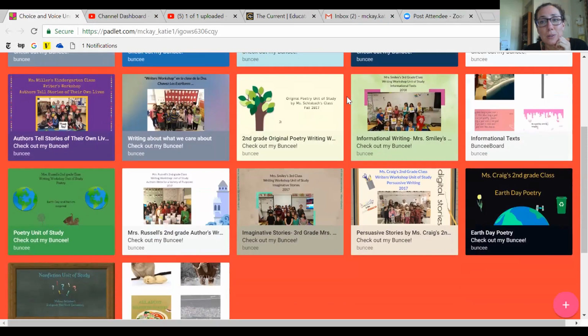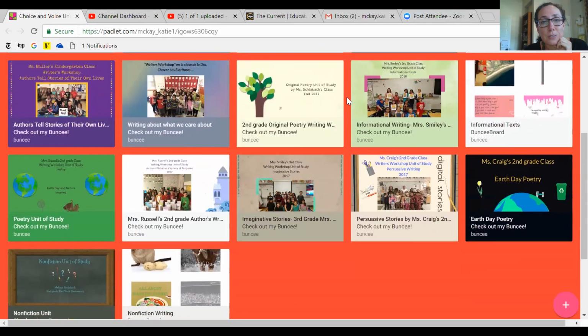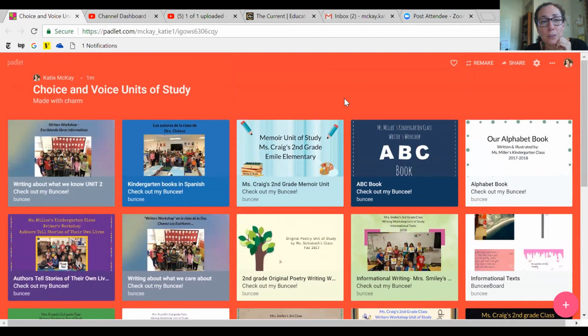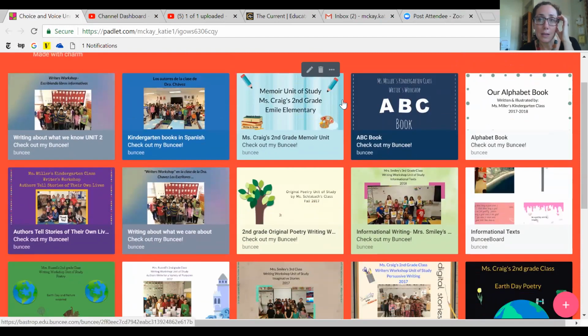Bunsey to do their digital documentation. And I do hope that you'll take a look at these units of study and pay attention to how we publish student work in both community spaces and online with community members, including colleagues and administrators, parents, family members, students, and even internationally, to promote this work of process writing.